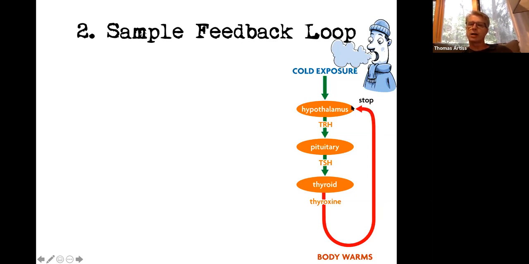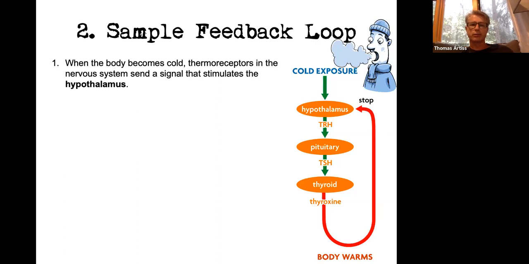Once we get back to that level, the hypothalamus detects that. It tells the pituitary to stop. Pituitary tells the thyroid to stop. Thyroxine is no longer released, and metabolic rate goes back down to normal. That's the overview. Here are the specifics.